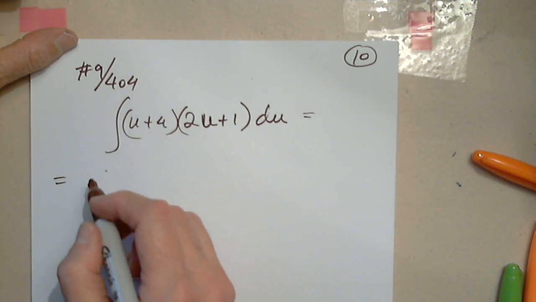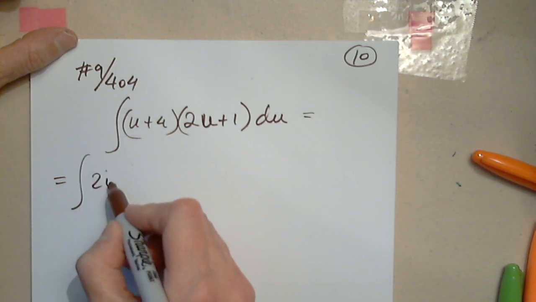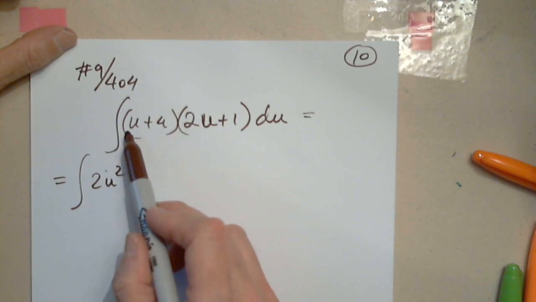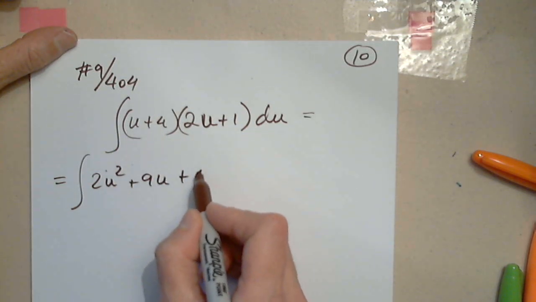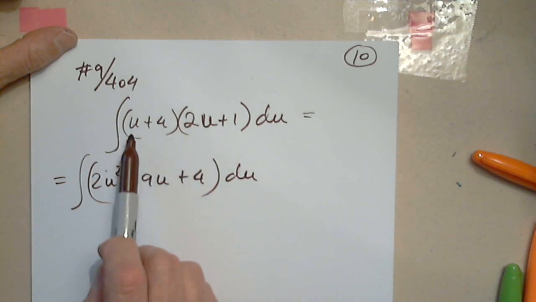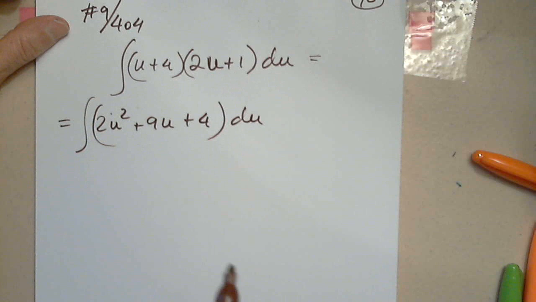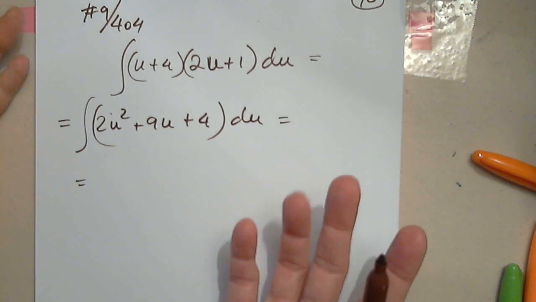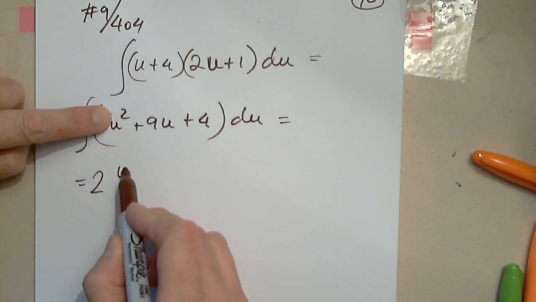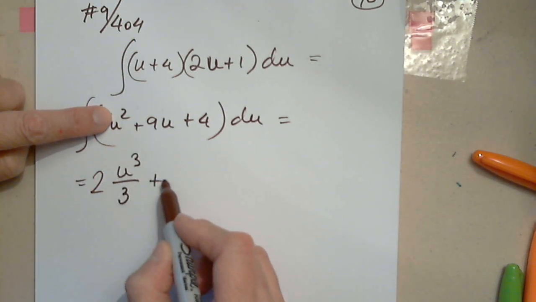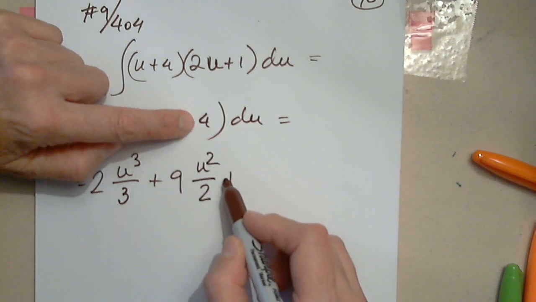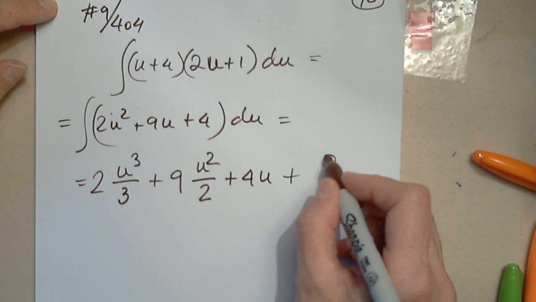Right here, right now, I will distribute. I have no choice. So this is 2u squared plus 4u plus 8u plus u, which is 9u, and plus 4. So 2u squared, 8u plus another u, and 4. And now we go back basically to section 4.9. Which function prime is u squared? We know it is u cubed over 3. Which function prime is u? It is u squared over 2, plus 4u plus a constant c.